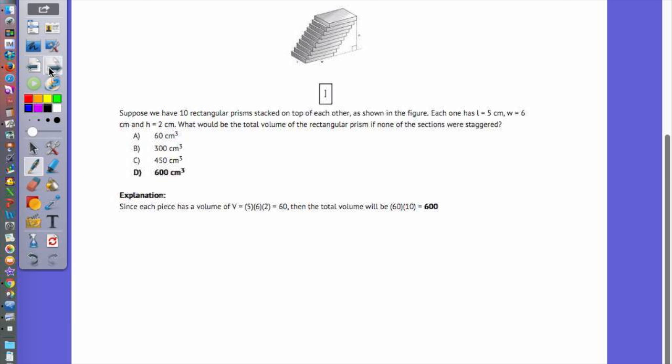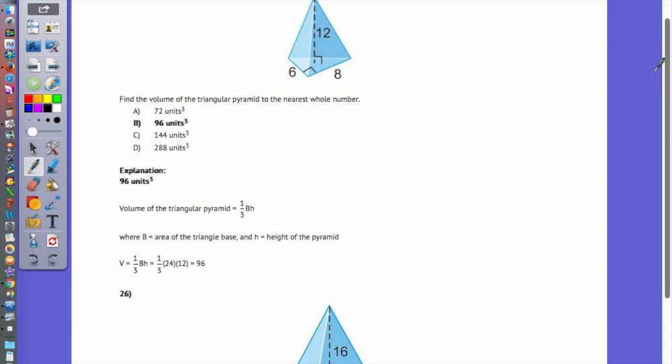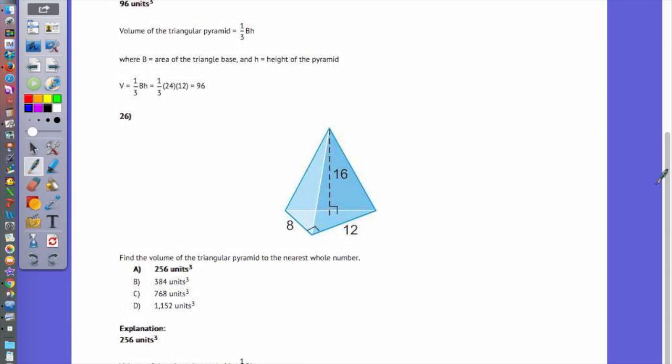It is. So, 25 and 26 are just volume of a triangular pyramid. Sorry, I said prism, I meant pyramid. Area of the base, to find the area of a triangle: 6 times 8 is 48. Divided by 2 is 24. Multiply it by the height, which is 12. And then divide by 3. Okay? Great. It's 96.